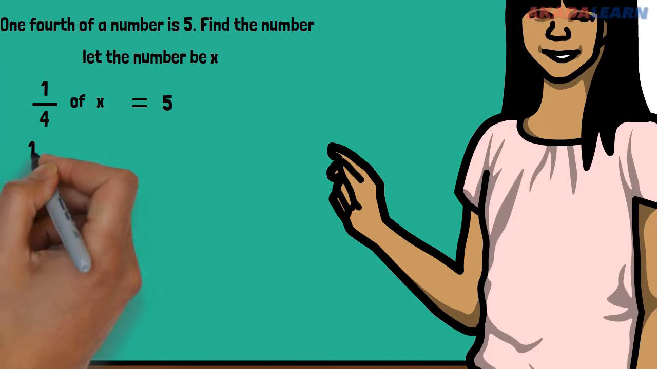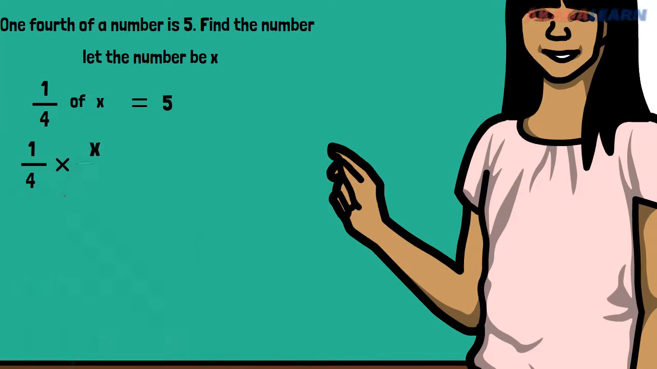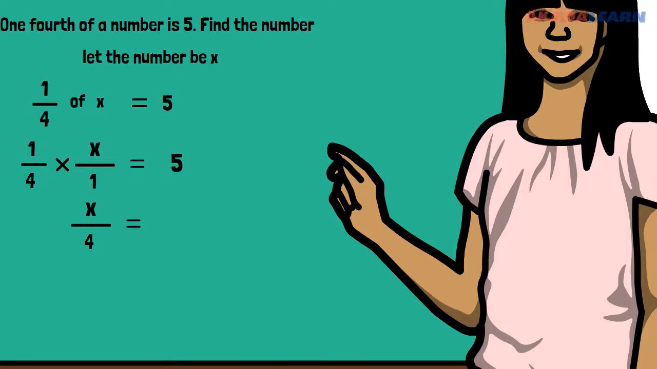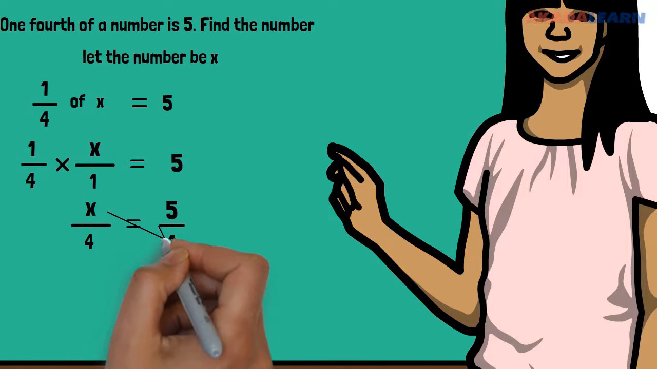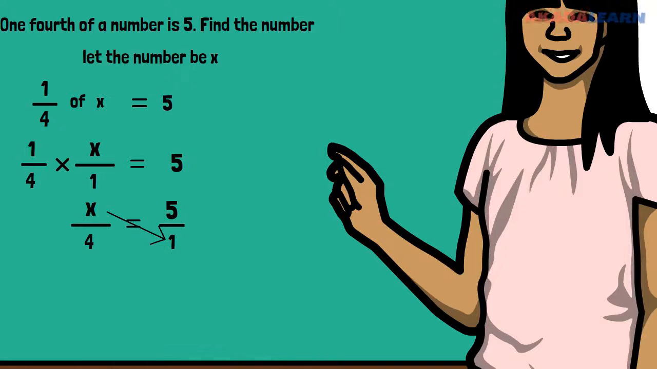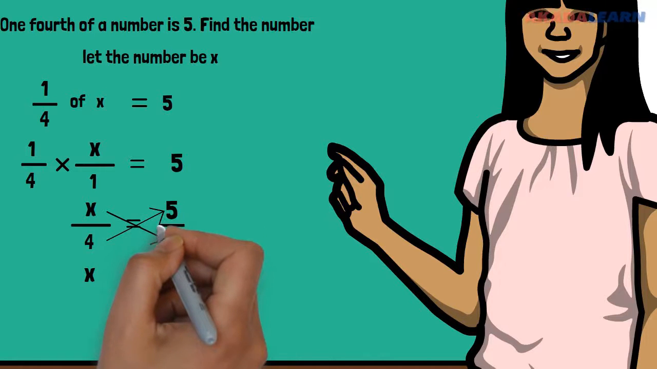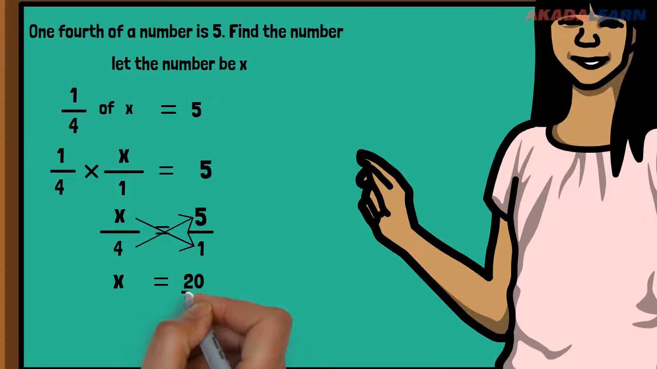So that's 1/4 times x over 1 is equal to 5. So 1 times x, that's x, and 1/4 times 1, that's 4. That's x over 4 is equal to 5 over 1. So let's cross multiply. That's x times 1, which is x, is equal to 4 times 5, which is 20, which is your final answer.